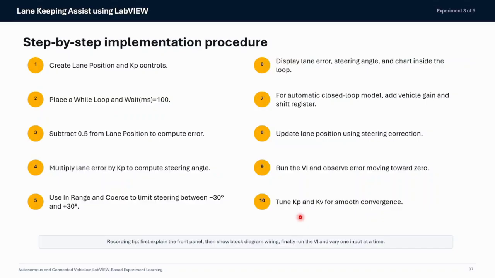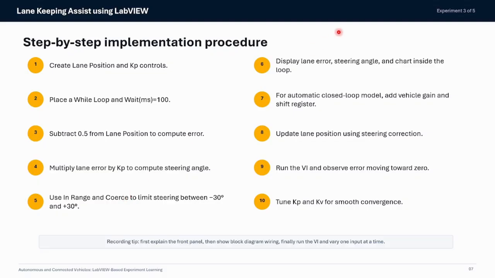This is a step-by-step procedure to implement on the LabVIEW platform. Now we create the lane position under Kp control. Normally we want to record and run continuously, so we use a while loop. Place the while loop and a wait of 100 milliseconds. We use subtract 0.5 to identify the lane error, then multiply with Kp to identify the exact steering angle position. Use the range of minus 30 degrees to plus 30 degrees to identify how much change is shifted to the lane position.